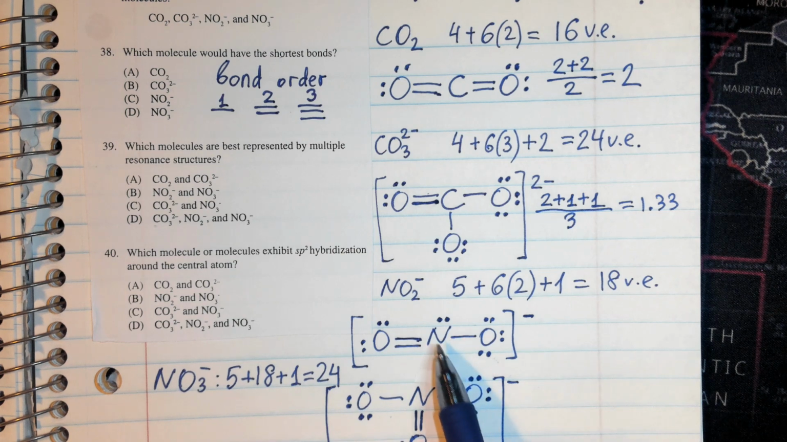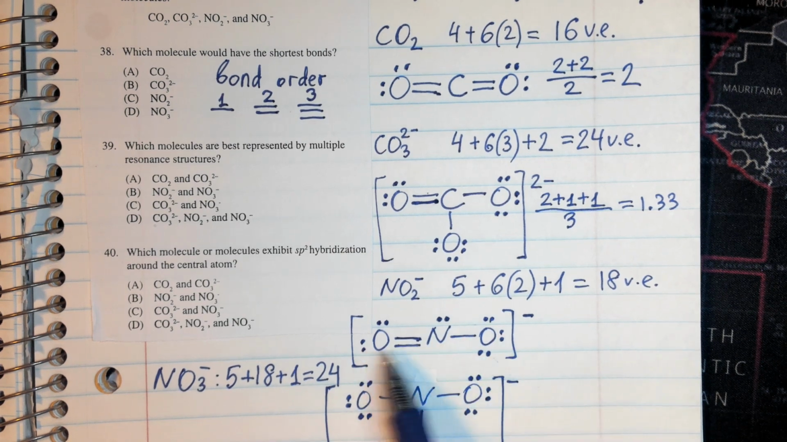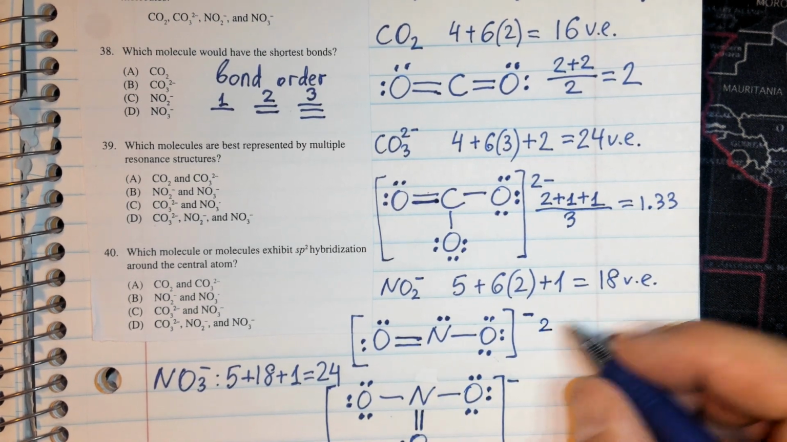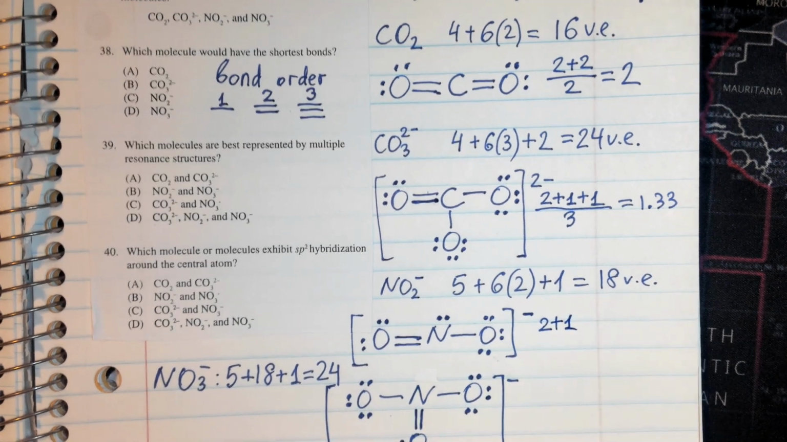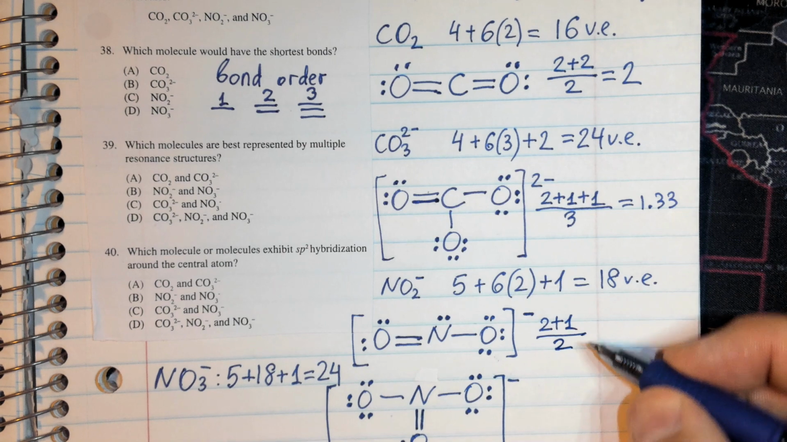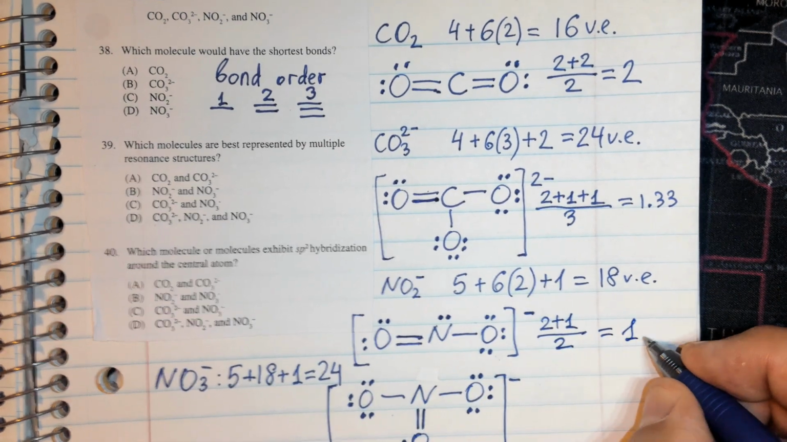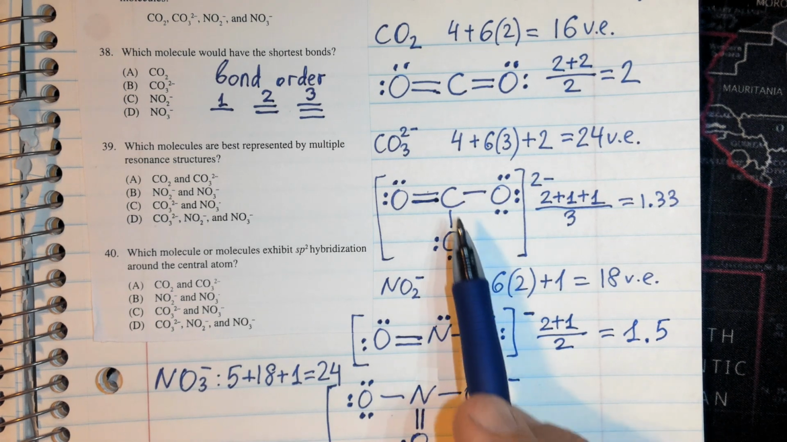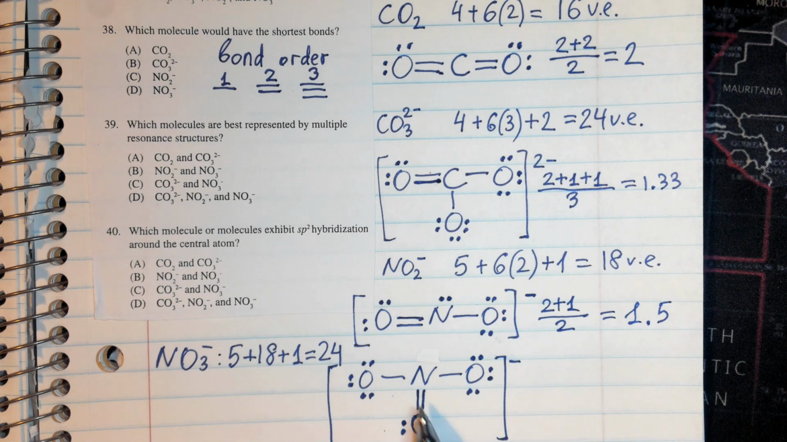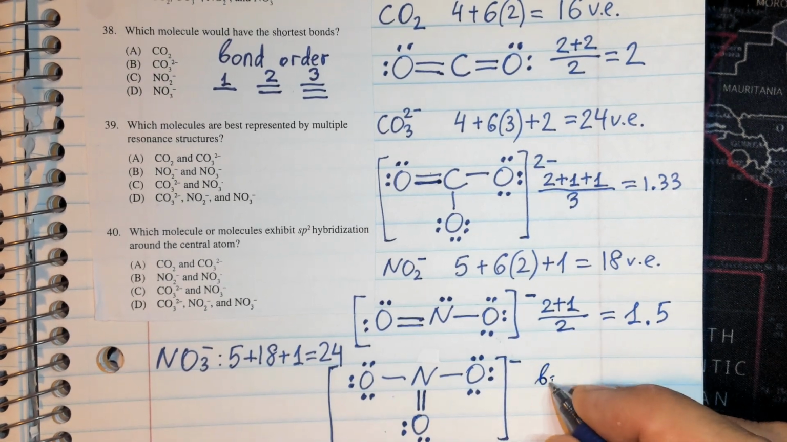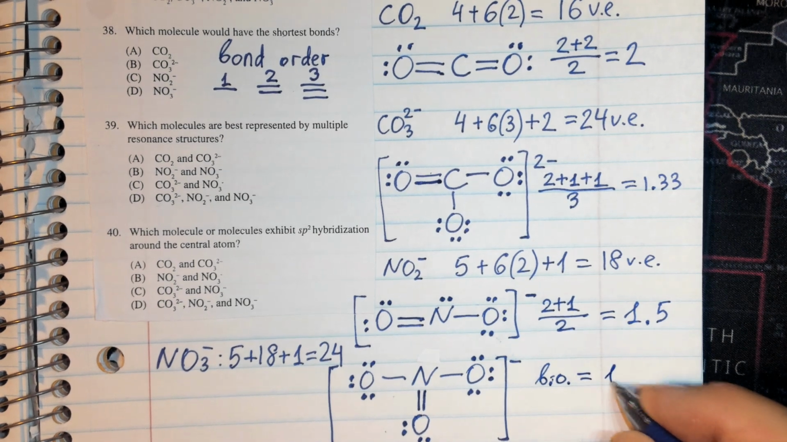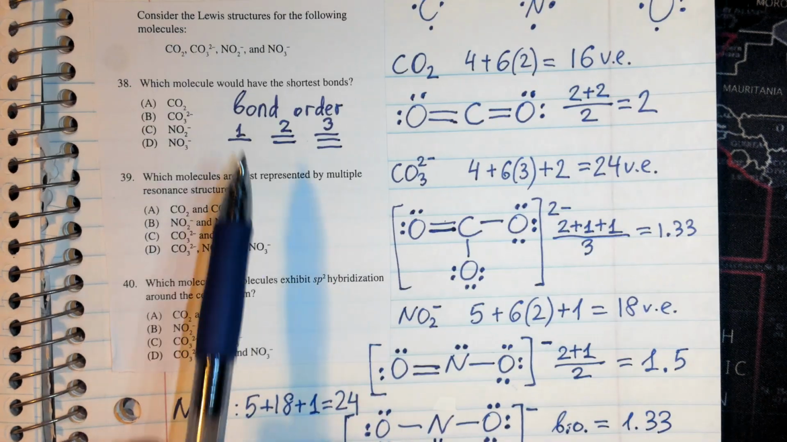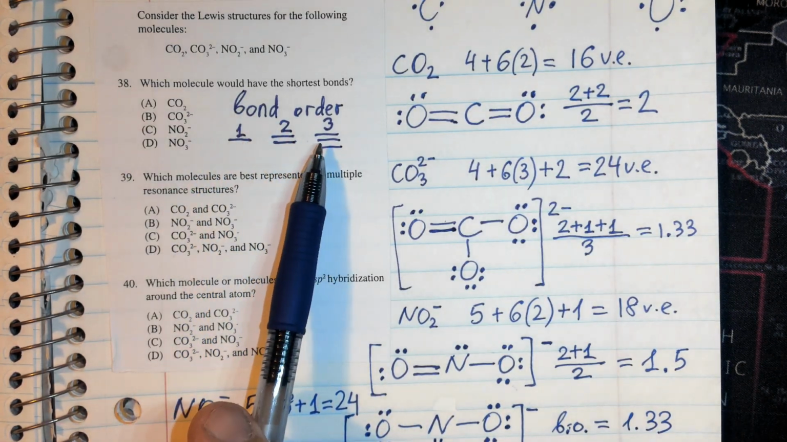Let's look at nitrite, NO2 negative. It has a double bond, that's bond order 2, plus a single bond, bond order 1, divided by 2, because it has 2 bonds. That's the average bond order of 1.5. And nitrate is going to be the same as carbonate. I can see it because it's a double bond and 2 single bonds. So the bond order is going to be 1.33.